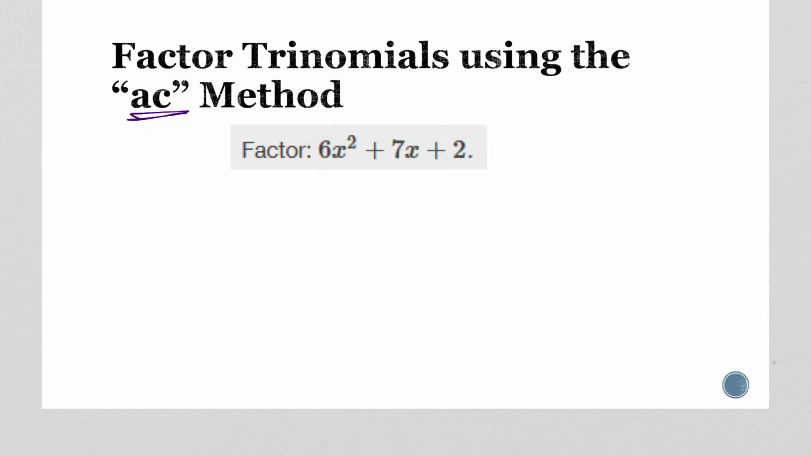So 6 times positive 2 gives us 12. And now let's write down our factors of 12, right? And because this is a plus, I'm looking for only the positives here. Okay, so 1 and 12, 2 and 6, 3 and 4. And there's only one that adds up to be 7, right?